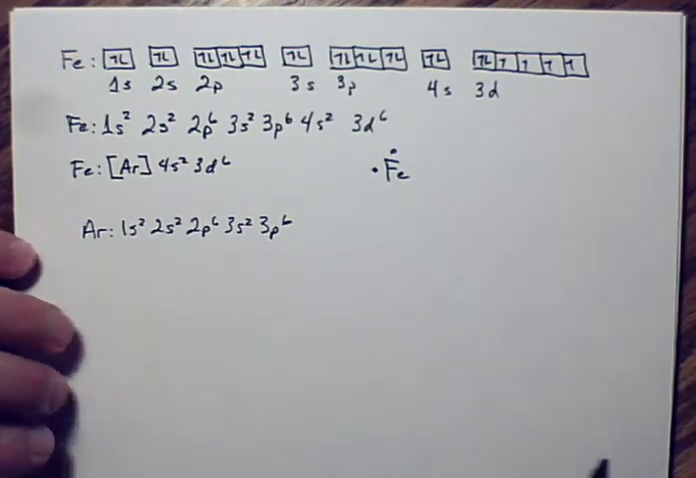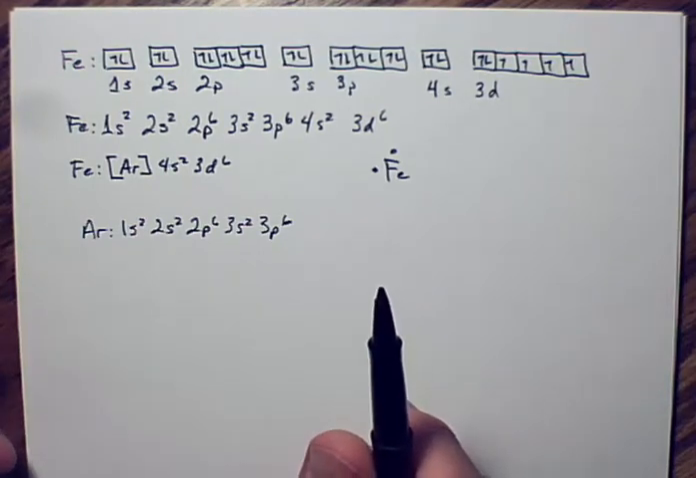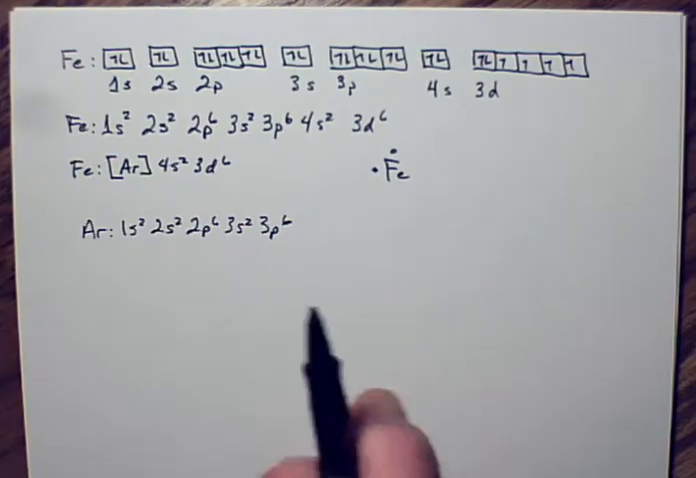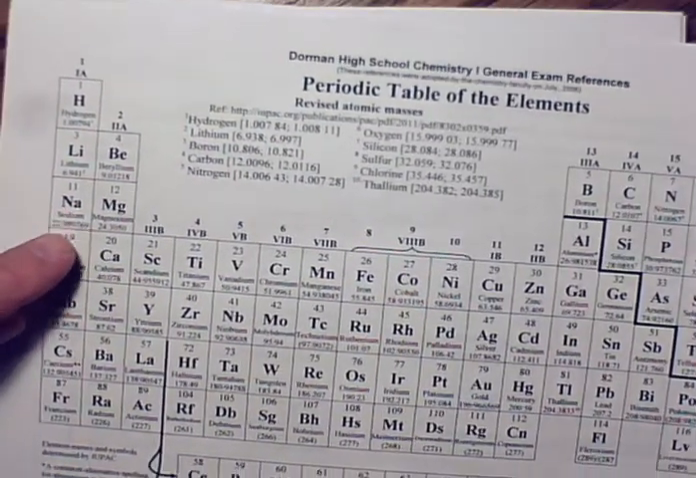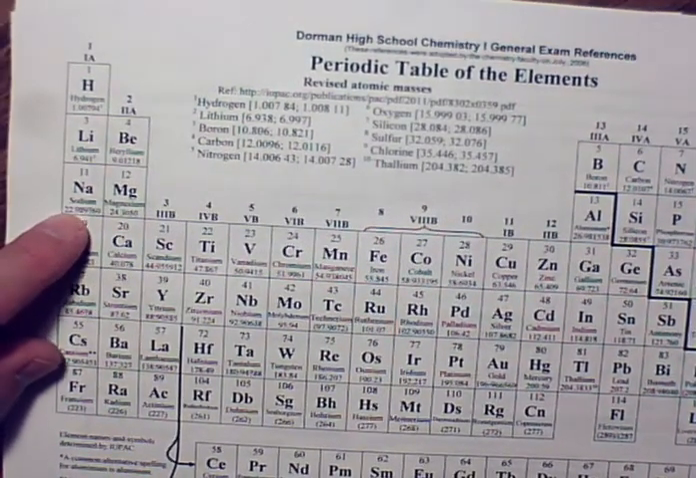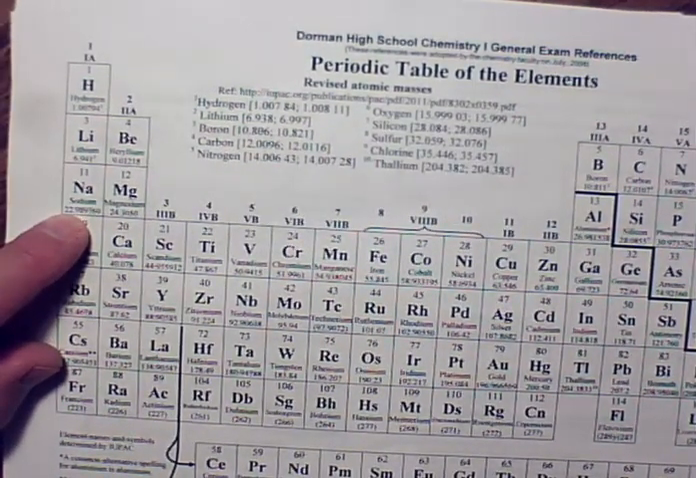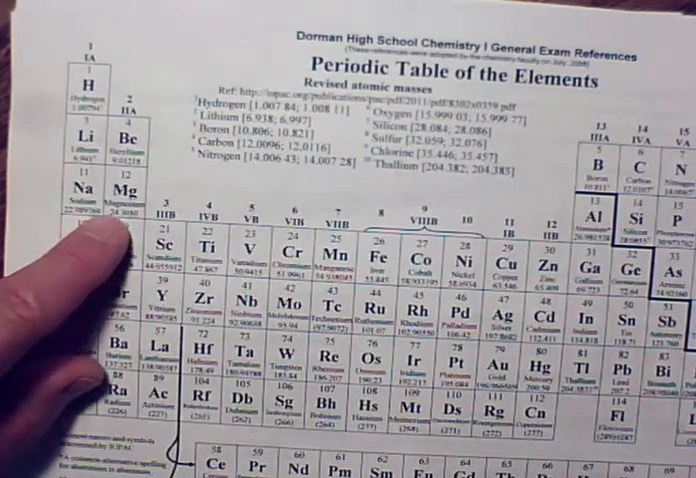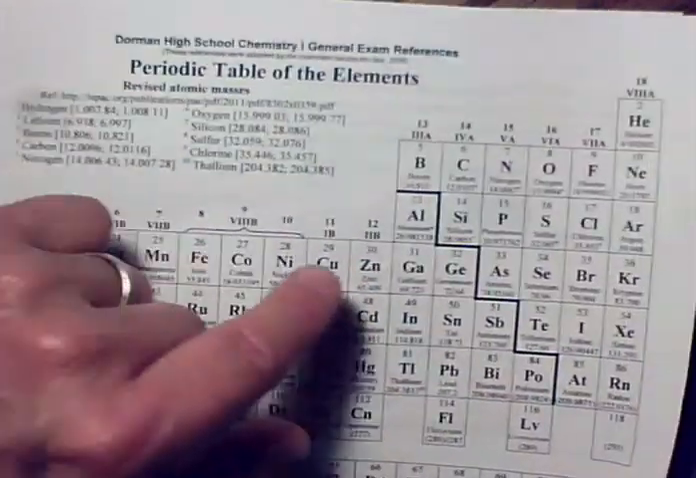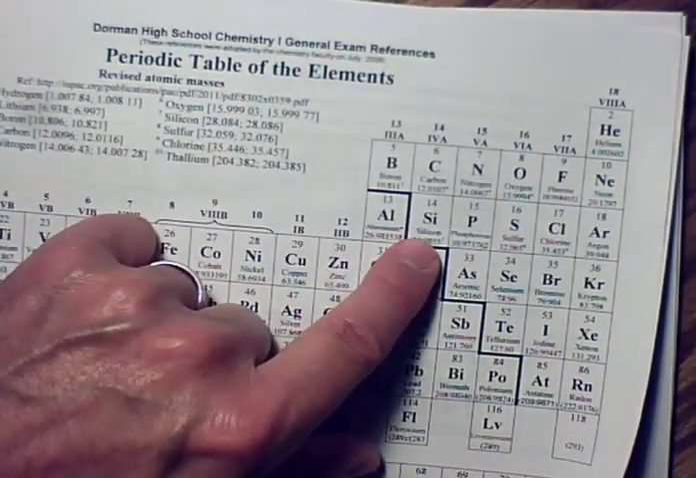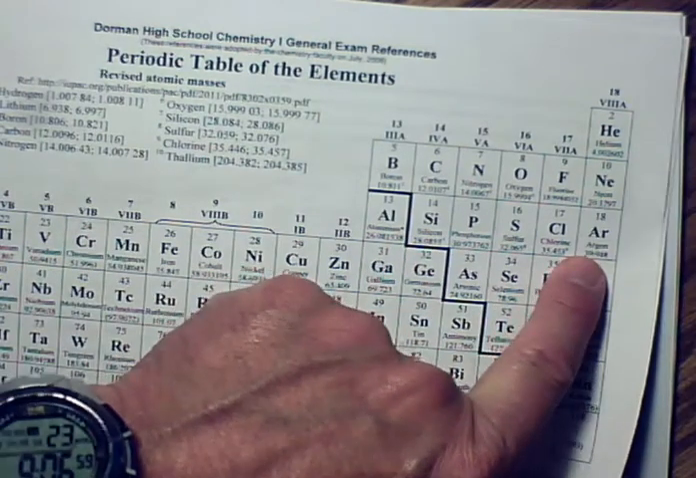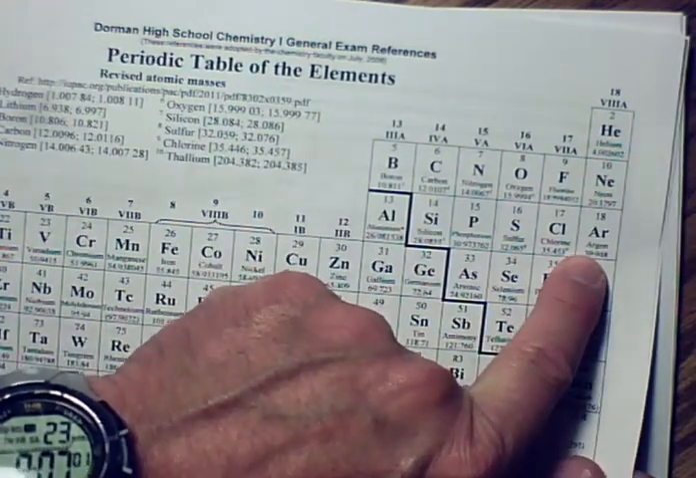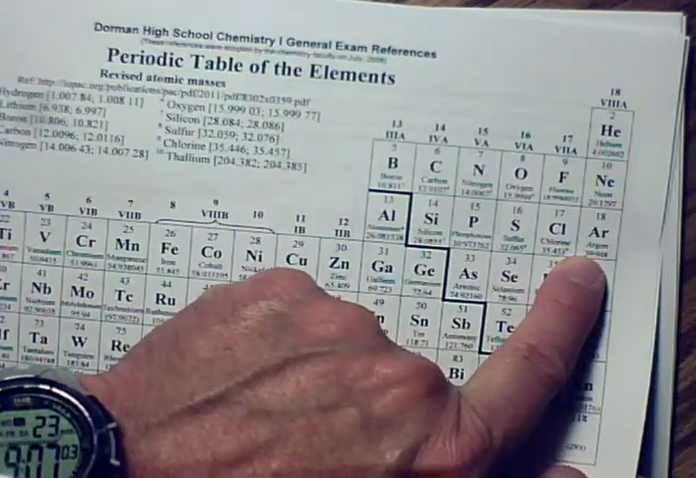The shielding effect is what causes, among other things, atoms to be smaller as you go across each row of the periodic table. So let's take a look at this row right here where sodium is. Sodium is a larger atom in terms of how big its electron cloud is than magnesium. Magnesium is larger than aluminum, which is larger than silicon, and so forth all the way over to argon. It's the smallest atom in that row.